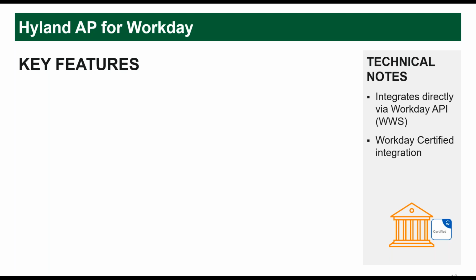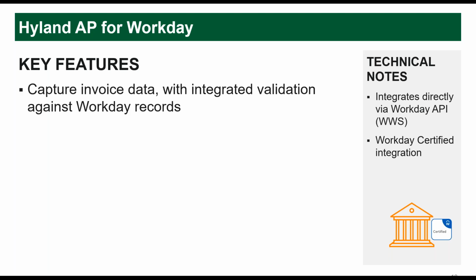So from a feature standpoint for our AP automation solution, first and foremost, this integration allows you to capture invoice data with integrated validation against Workday records. So again, when we think about the validity of the data itself and the information that's being captured, we have bidirectional validation happening here. So we're able to ensure that the data and the information that we're looking at is correct as we automate the capture of that invoice data. There's also work tag entry and PO line pairing happening as that data is captured and validated.